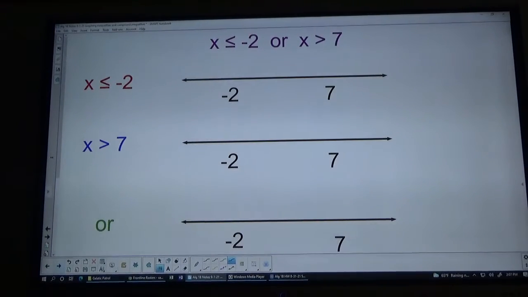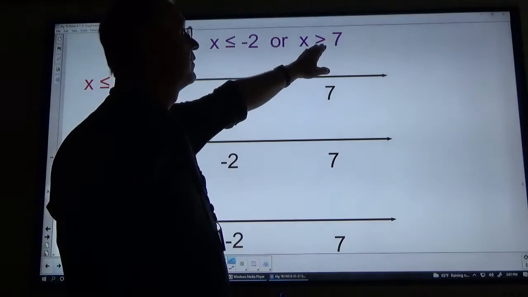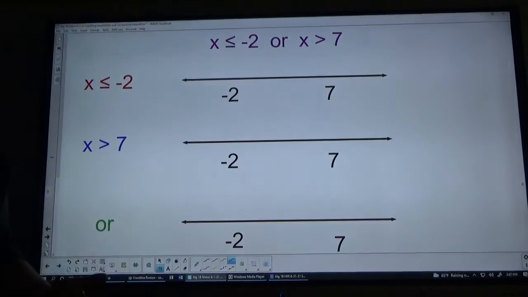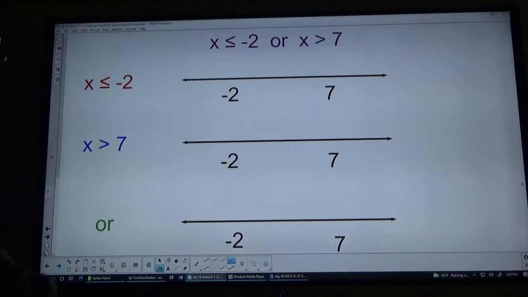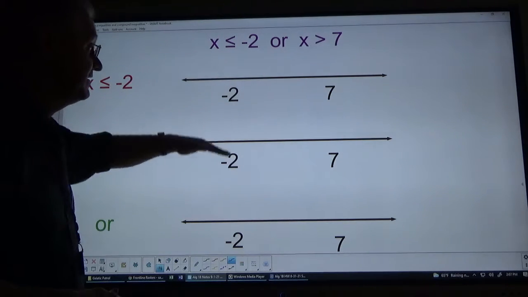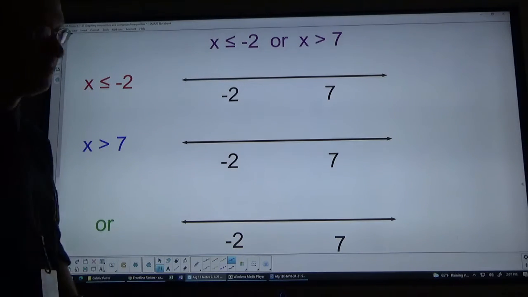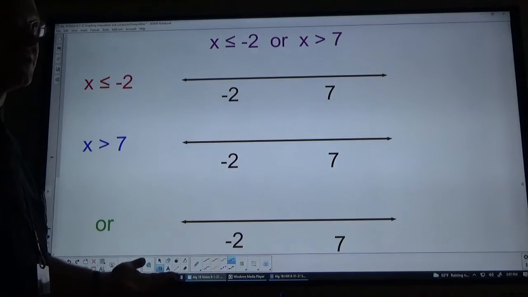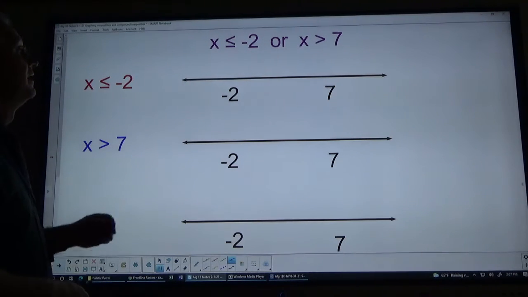Let's take a look at 3 different situations for or. The first situation is x is less than or equal to -2, or x is greater than 7. Now, all the graphs I use in this example and the next 5 examples are set up in this same way with -2 and +7, just to be consistent. It's not that it always is going to be like that, but I used it so that it was consistent.